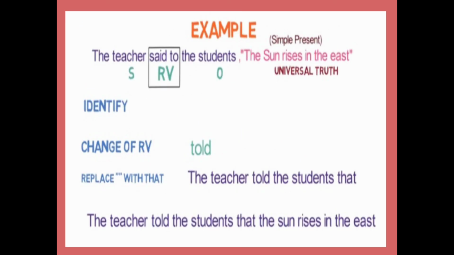Now see another example of universal truth. The teacher said to the students, the sun rises in the east. So what is the subject? The teacher. What is the reporting verb? Said to. What is the object? Students. And because it is a universal truth, there will be no change of tense, and we will replace the comma with that. So what will be the sentence up to this? The teacher told the students that. This will remain the same. The sun rises in the east.